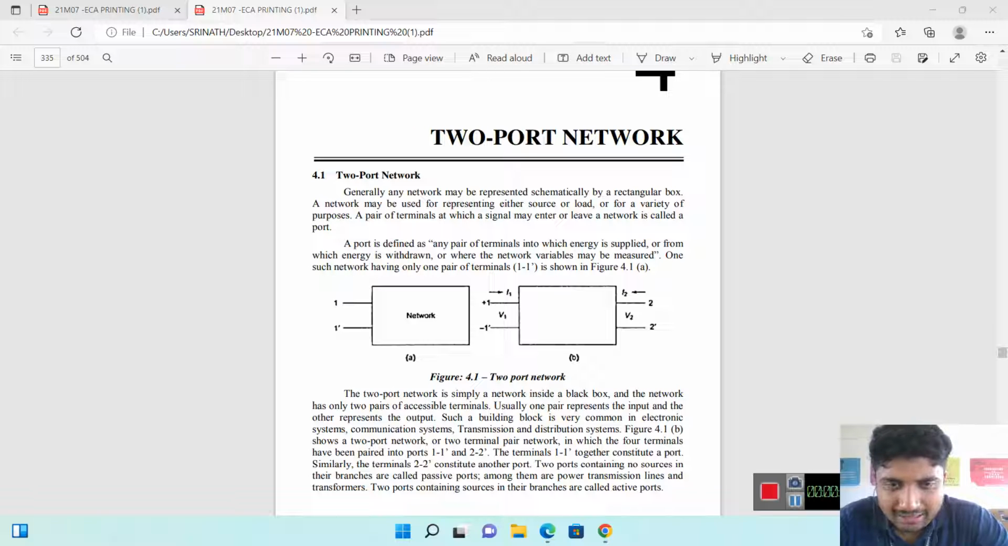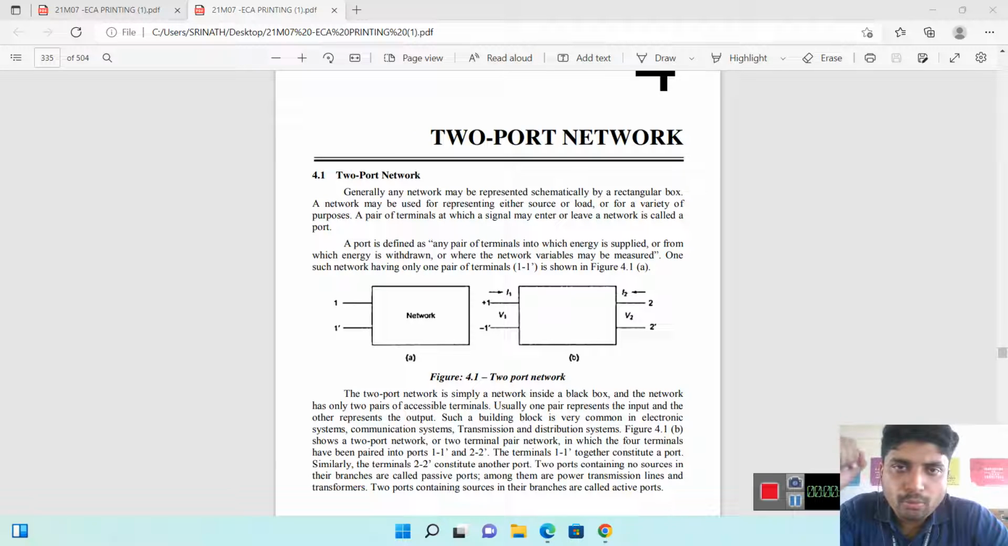Here I am using a pair of terminals, which means two types of terminal. The pair of terminals at which a signal may enter or leave is called a port. What is a port? A port is nothing but a terminal pair at which a signal may enter or leave. That is known as a port.